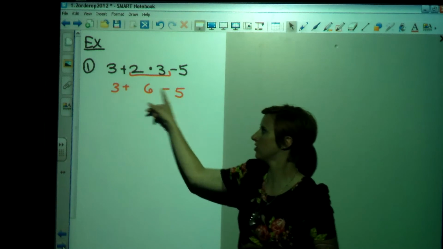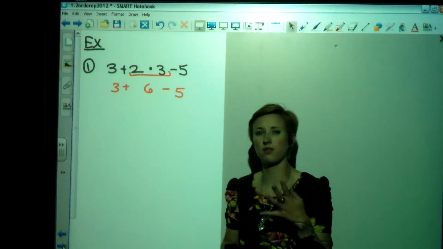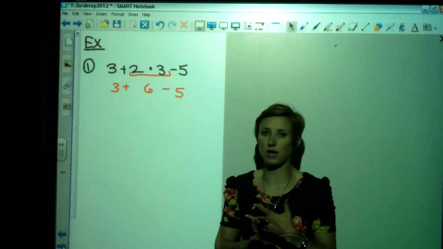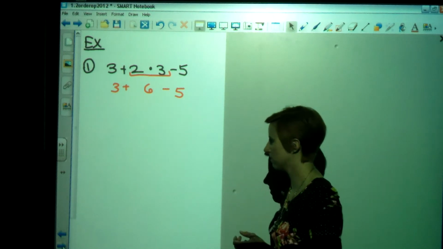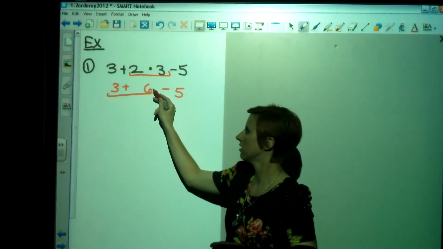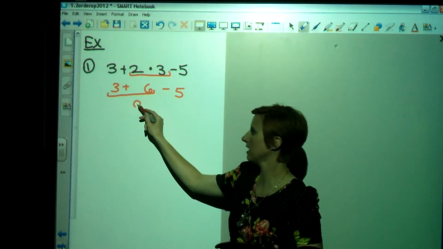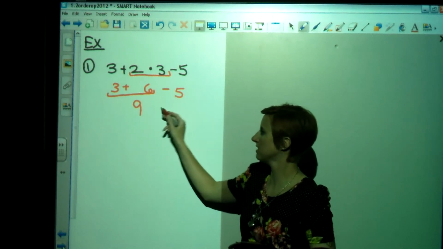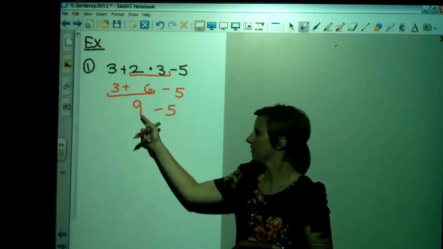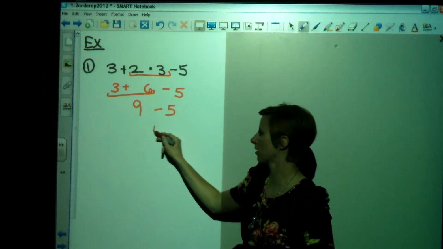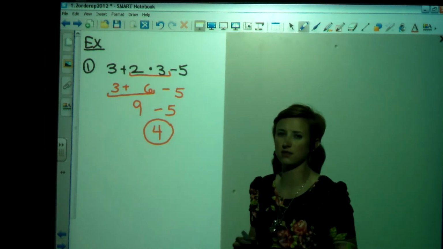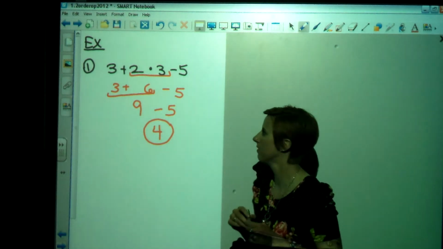We have no division. So we move on to our 4th and final step to look for addition and subtraction. So we add or subtract in order from left to right. So my 3 plus 6 comes first. So 3 plus 6 is 9. Drop down my minus 5 because I haven't used him yet. And for my final step, 9 minus 5 is 4. And once again, circle it or box it in so we can find the answer quickly.